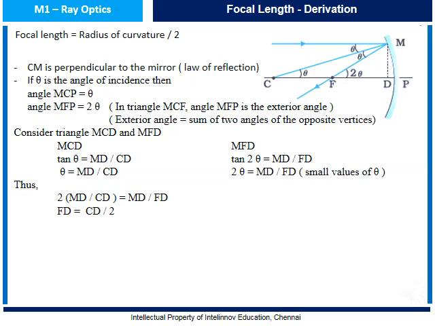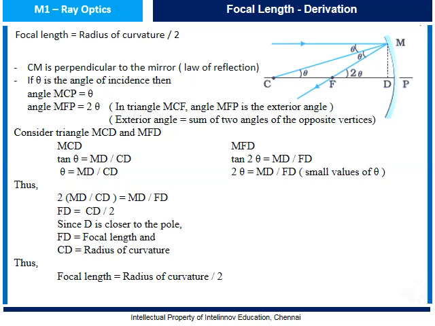However, we know that FP is 50% of CP. What we have got here is FD equal to CD by 2. Now we need to prove that FD equal to FP. Now let us understand this point D is very close to point P and hence FD is approximately equal to FP for all practical reasons. Thus FD equal to CD by 2, or focal length equal to radius of curvature divided by 2.